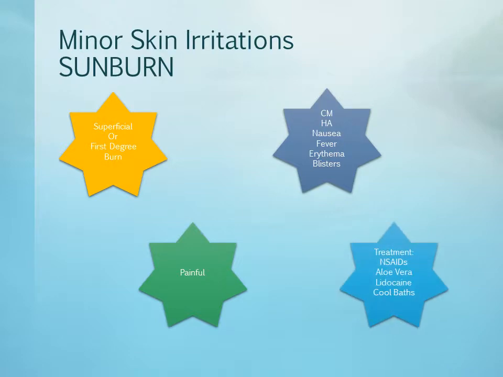Treatment is directed towards promoting comfort. This includes cool baths and using soothing lotions. One example is aloe vera. You might possibly use antibiotic ointments for blisters or topical corticosteroids and/or NSAIDs to reduce inflammation, and even the possibility of lidocaine for severe sunburns with pain.